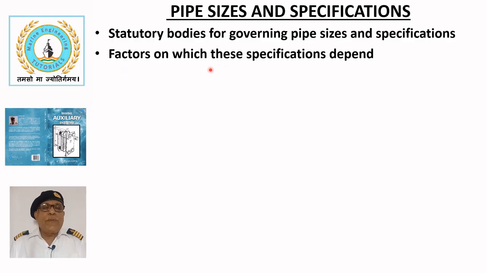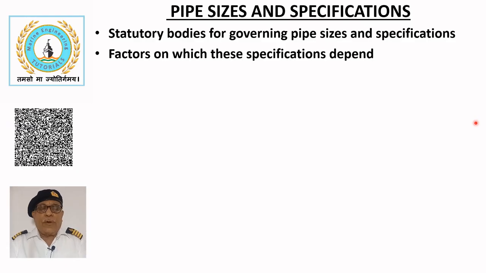Factors on which these specifications depend. These specifications vary depending on types of system, the fluid type, operating pressure, temperature, and the location on board the ship. Common materials used for pipes on ships include carbon steel, stainless steel, and copper or nickel alloys. Pipes are typically supplied in standard length of 6 meters.